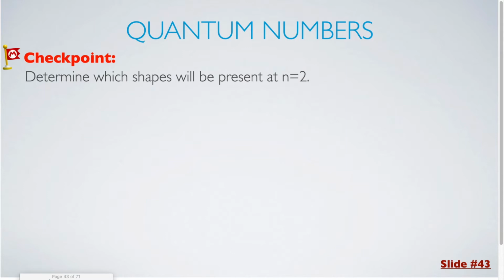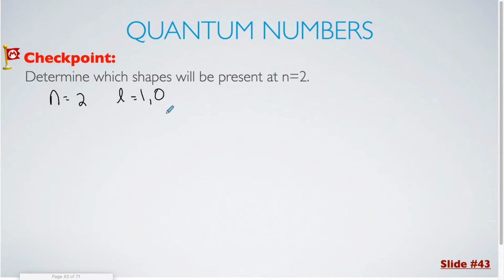For our first checkpoint question, we are going to determine the shapes which are present at n equals 2. So if I had n equals 2, that means for L, I could have 1 and then 0. Again, I am just subtracting 1 and then counting down to 0. These two numbers correspond with specific shapes.